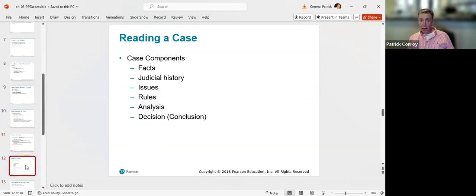When you're reading a case, these are some of the things you will find. Facts. Judicial history. What did the lower courts say? How did it get to this appeals court? What are the legal issues? What are the rules that must be followed? An analysis, and then the decision. And sometimes you'll see the decision right at the top.